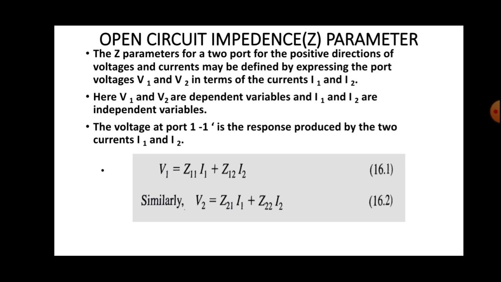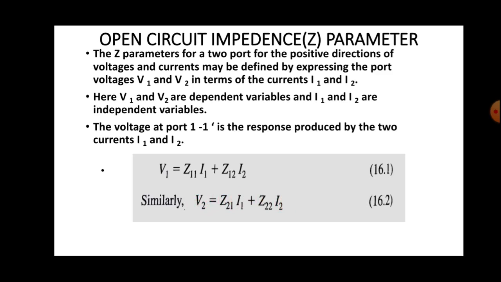Here V1 and V2 are dependent variables. That means they depend on other quantities such as I1 and I2. And here I1 and I2 are independent variables. That means the values of I1 and I2 do not depend on any other quantities. So V1 is a dependent variable and I1 and I2 are independent variables. Similarly, V2 is dependent on the values of I1 and I2.